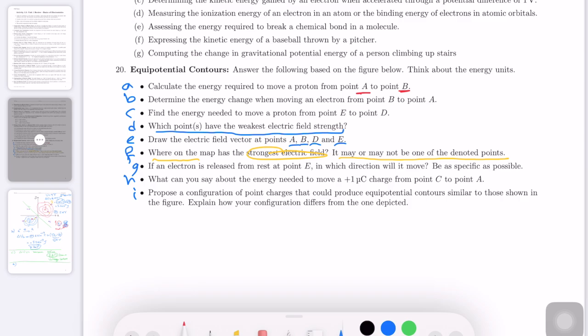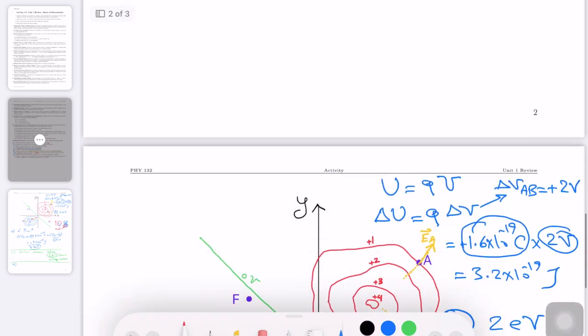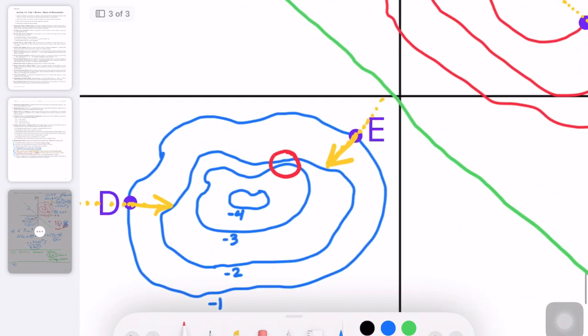Now let's do part G. It's asking if an electron is released from rest, so its initial velocity is 0, at point E, in which direction will it move? Be as specific as possible. So let's find point E. Okay, remember that you already determined the direction of electric field at point E. So the electric field is pointing inwards, as you can see by the yellow arrow. Now pause the video and think, if I put an electron right there, which direction would it fall?